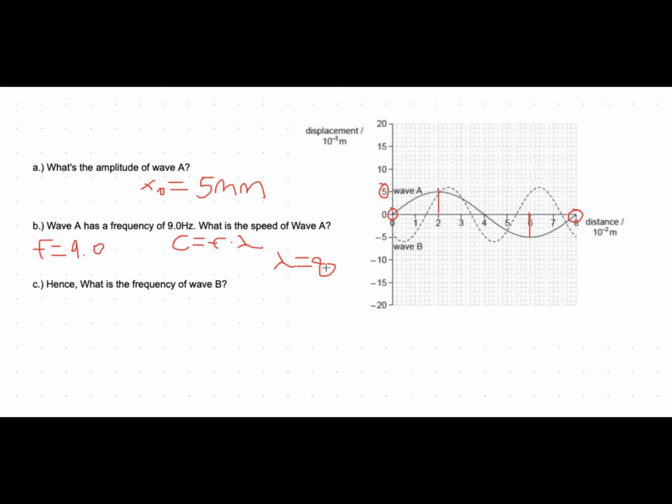When doing that, we can say that 8 times 9, because speed of wave is frequency times wavelength, 9 times 8 equals 72. So that means that the speed of our wave is going to equal 72 centimeters per second. We can box that up because that is the answer.